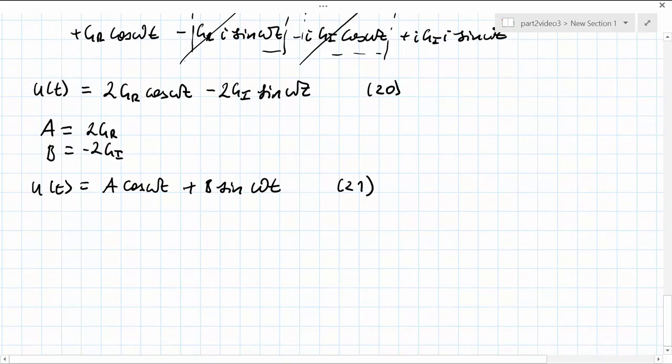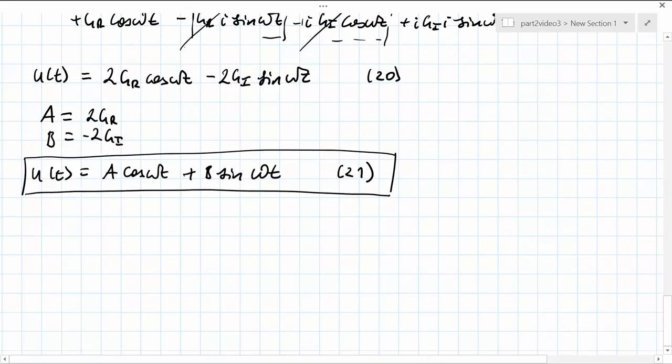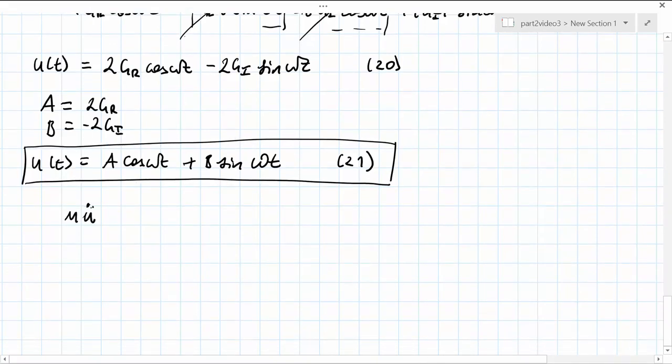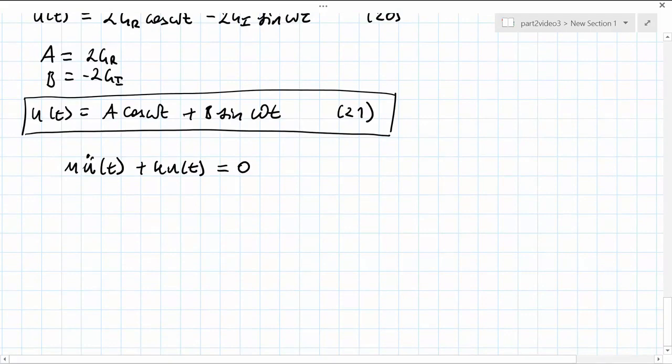And this is a very important result. We can now say that the general solution to the equation of motion of free undamped vibrations, which we said was m u double dot (t) plus k u(t) equal to 0, is given by equation 21, which is u(t) being equal to A cosine omega t plus B sine omega t. The only remaining task now is to apply what we call the initial conditions to determine the constants A and B.